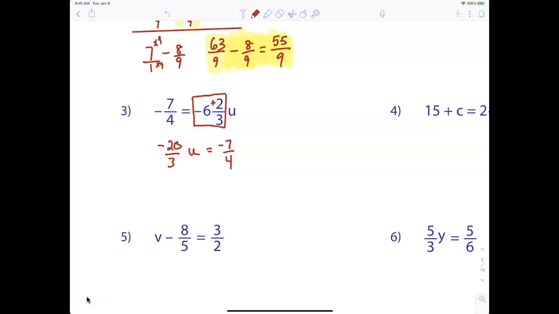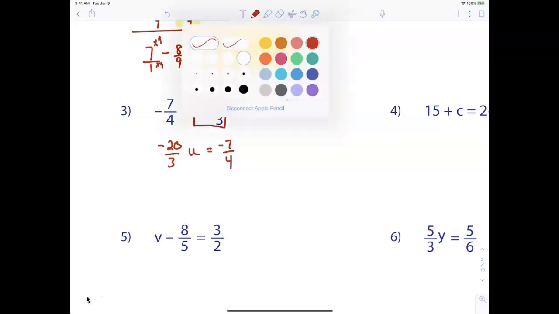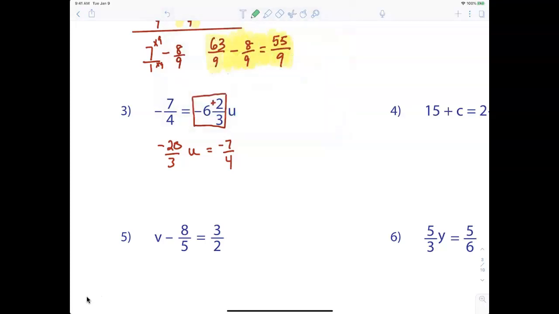Now, this is why we learned those properties. We learned the properties because they're going to help us solve. If I'm trying to undo negative 20 thirds, we say we're going to multiply by the inverse, which is the reciprocal. So I'm going to multiply both sides by negative 3 over 20. Now, why do we do that? Again, because these will cancel, and you're left with u is equal to.